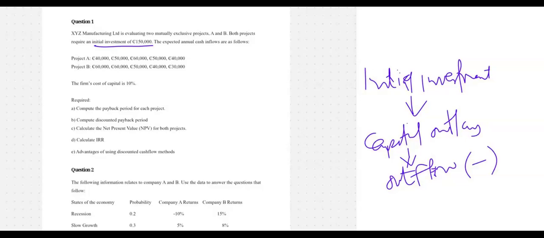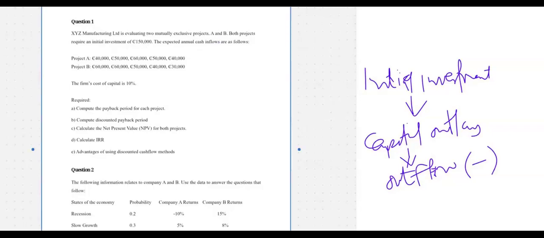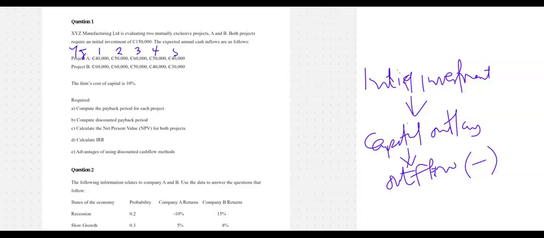The expected annual cash inflows. So you could see these are cash inflows, meaning these monies are coming into the business. So there will be positive figures as follows, for project A and project B. There are two projects, and the business wants to ascertain which of these two projects they should undertake. In other words, which one of them is feasible, right? So let's put year at the top here: year 1, year 2, year 3, year 4, year 5. Okay, now let's start.